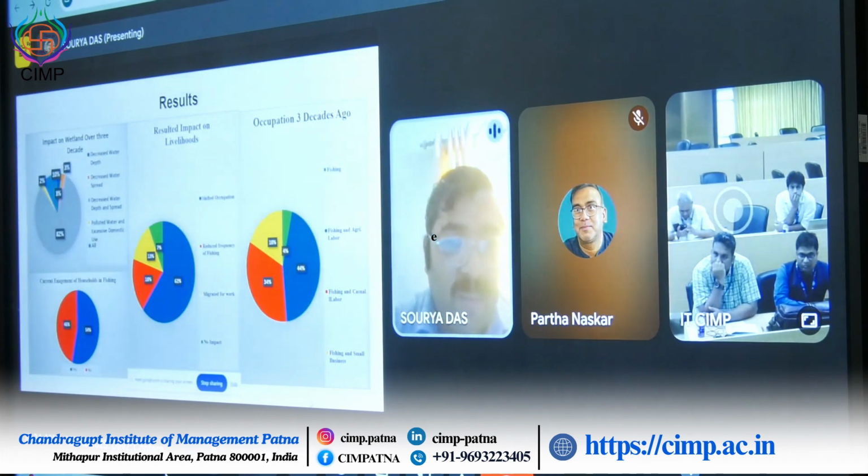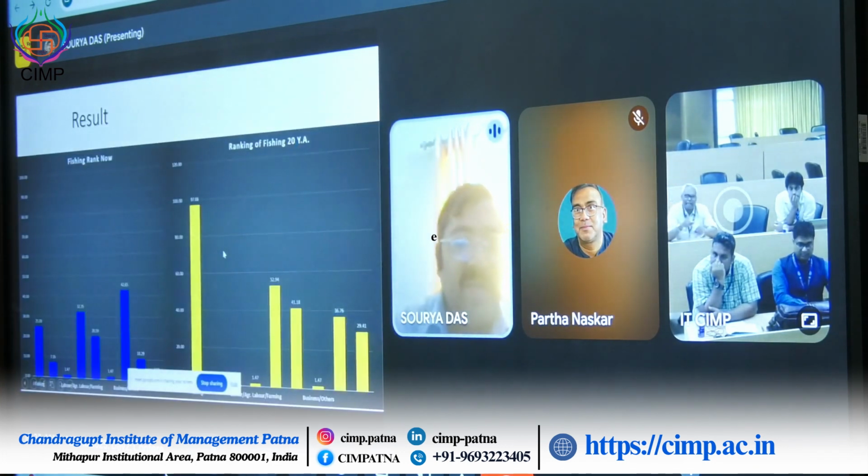Most of the reasons mentioned by the people are the decrease of the water depth, decrease of the wetland spread, and pollution of the water due to excessive use of agrochemicals. A lot of people are now not doing the fishery activity. 46% of the households are not doing the fishery activity right now.